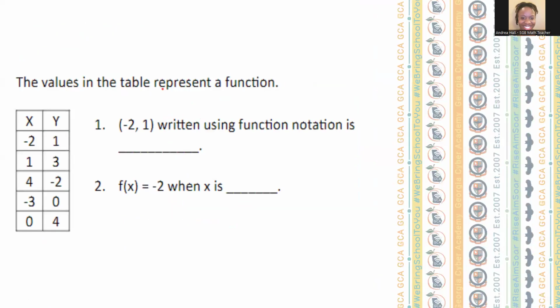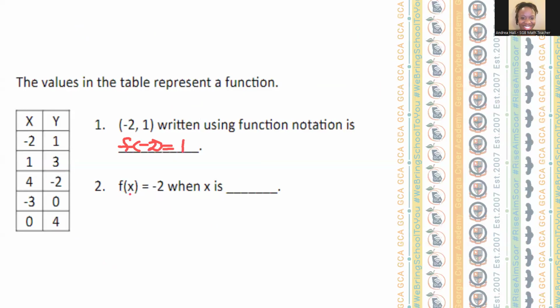The values in the table represent a function. (-2, 1) written using function notation is, go ahead and give this a try, pause the recording. Welcome back. So I would say f of x, which is -2, equals y. So equals 1. That's function notation.